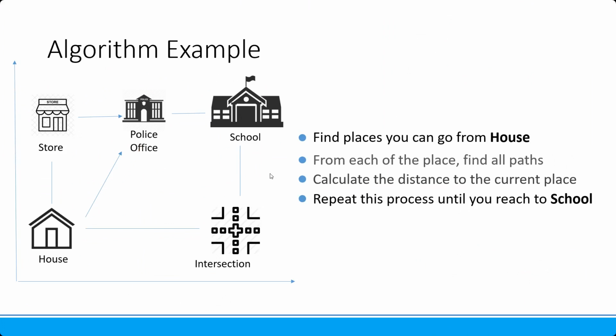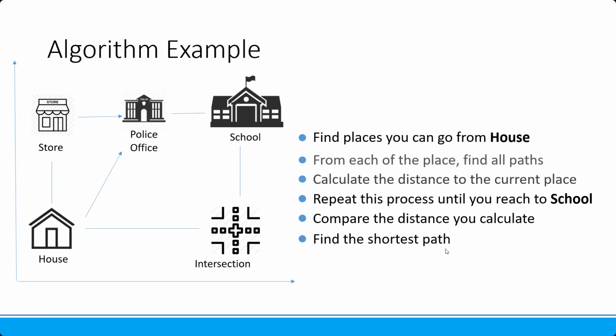After you reach the school, then compare the distance. If you get the shortest, then you can use that one for the recommendation. You can use that one for the user. So there will be some steps to do the algorithm. So we call this the algorithm or the operations.